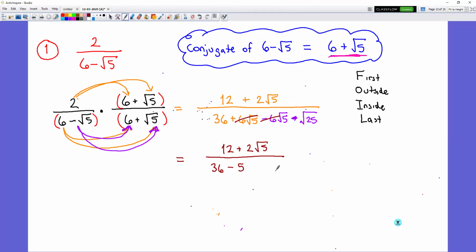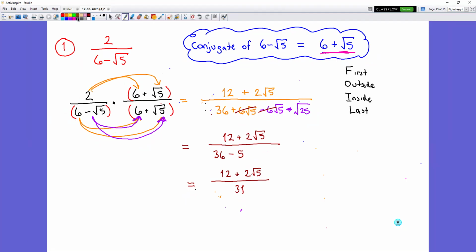So now what we have is 12 plus 2 square root of 5 over 36 minus 5. Well, 36 minus 5, of course, is going to be 31. So that means we have 12 plus 2 square root of 5 over 31. And so really the last thing you could do if you wanted to is separate the fraction. You would have 12 over 31 and then plus 2 square root of 5 over 31, if you want to separate it.